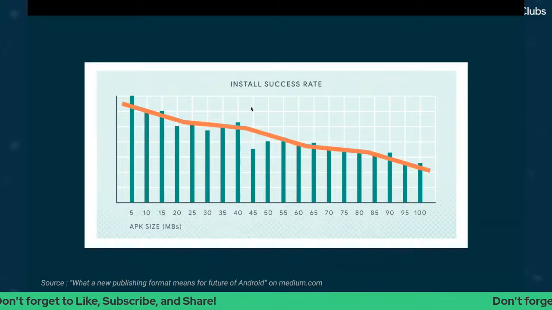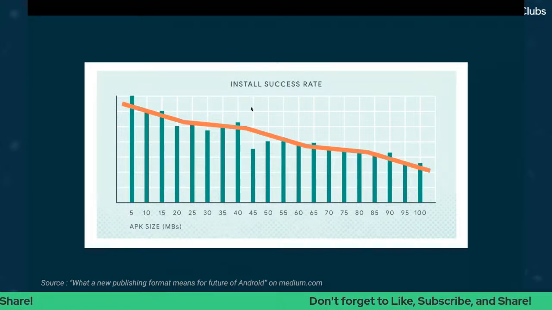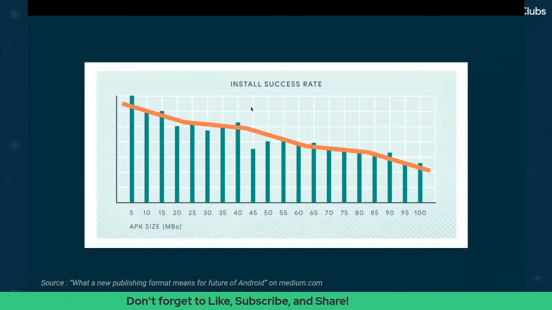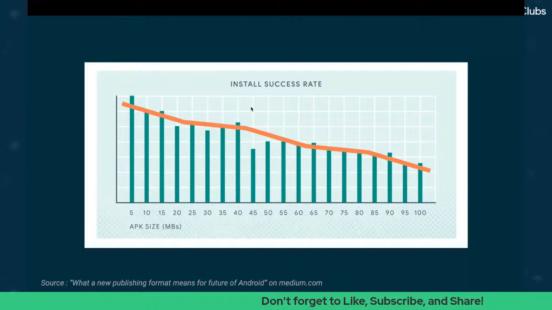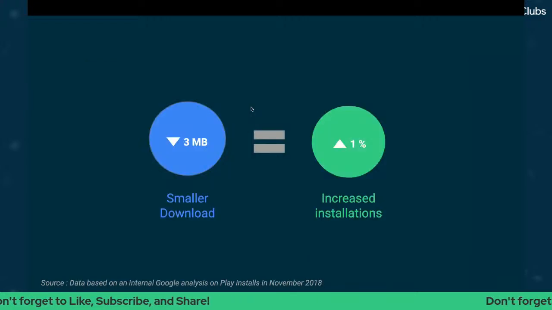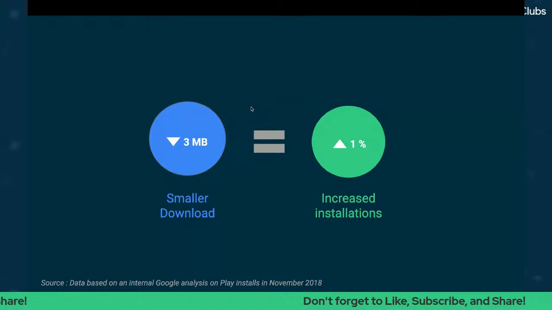Also, install success rate goes down as your size increases. So if you have a larger APK, the chances of failure while installing the app would be higher. There could be a number of reasons. There could be network failure, or a user can run out of space. So that is also one thing that we need to keep in mind.